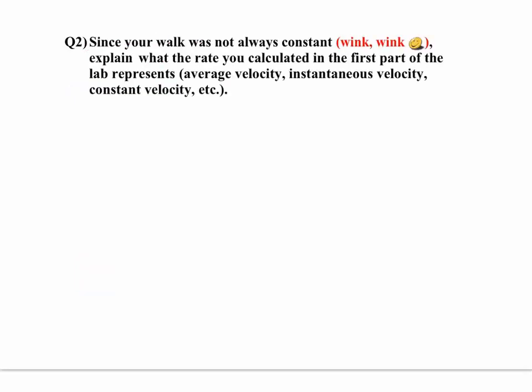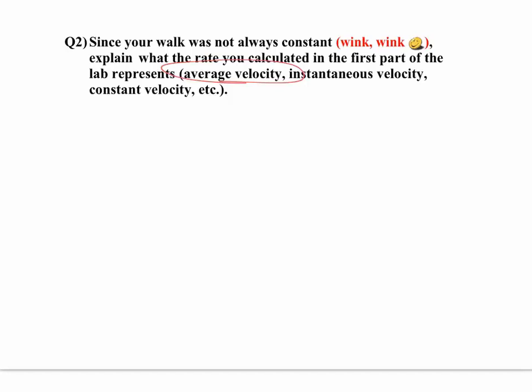In the second question, we actually tell you once again what the answer was to question 1, right there. But we're also asking you which type of velocity or speed we're using. Was it average, instantaneous, or constant? Well, the right answer here is average velocity. And the reason is because we did a total distance divided by a total time interval.